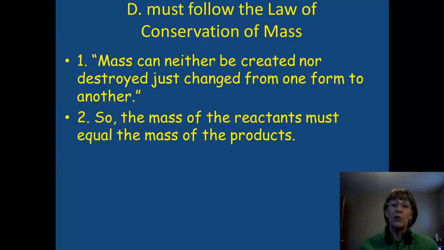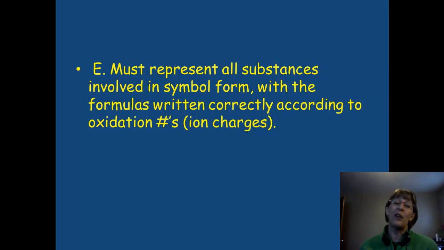Okay. Number 2, that means that the mass of the reactants on one side of the equation has to equal the mass of the products. So if you start out with 20 grams of stuff, you have to end up with 20 grams of stuff. It may not be the same stuff. It may not look the same. It may not be in the same state, but you still have 20 grams. You can't lose some grams out of the universe, or even gain or create some grams from the universe. You are not God.